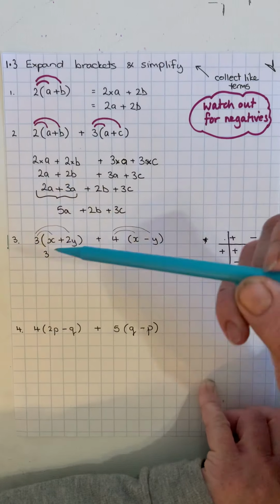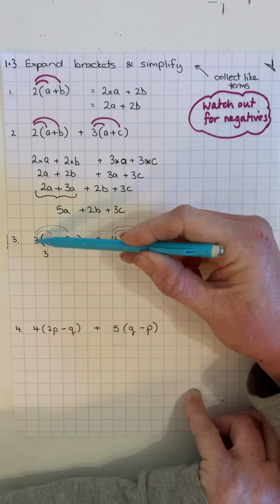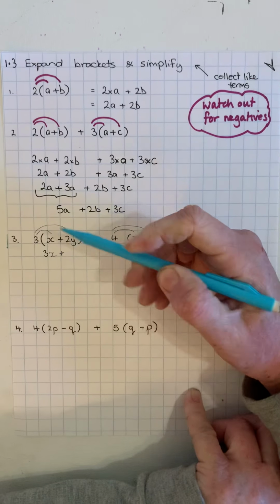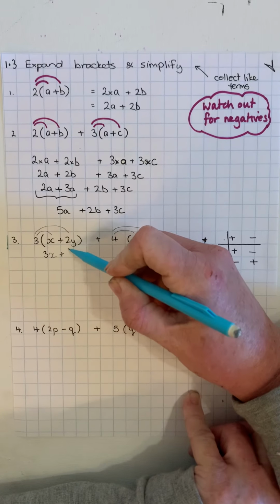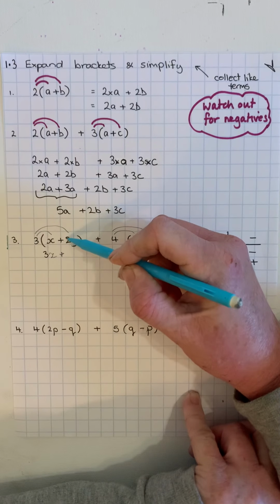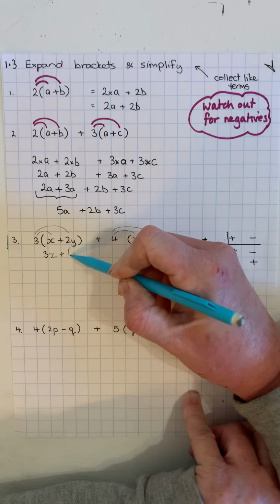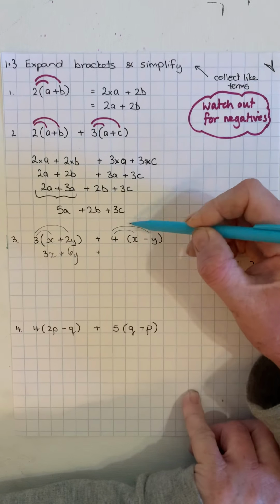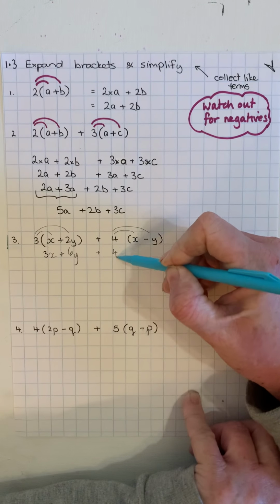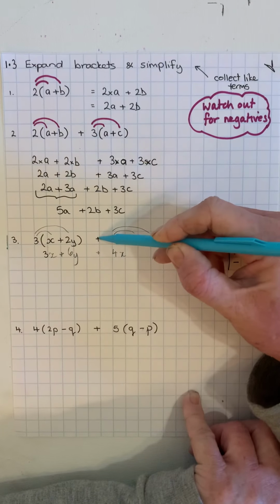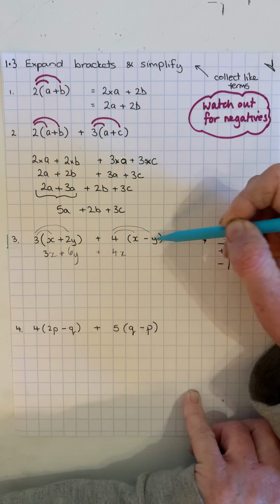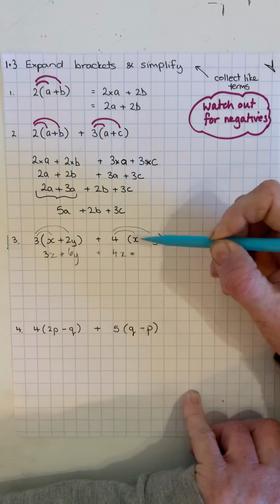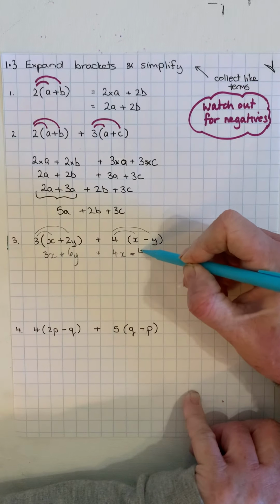Let's look at this one. In this one, we've got 3 times x, which is 3x, plus 3 times 2y. Now, 3 times 2 is 6, times y is 6y. Then moving over here, we've got 4 times x, which is 4x. And then we have plus 4 times negative y. Now, a plus times a negative is a negative, so that's going to go there. And then the 4 times y is just 4y.